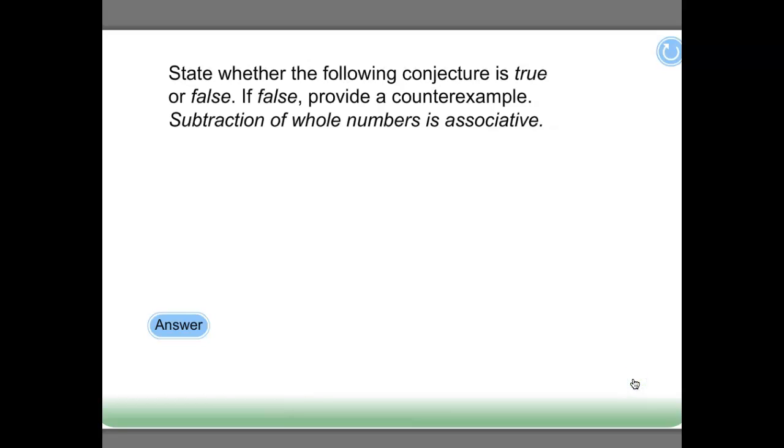State whether the following conjecture is true or false. If false, provide a counterexample. The subtraction of whole numbers is associative. Okay, so associative means to regroup.